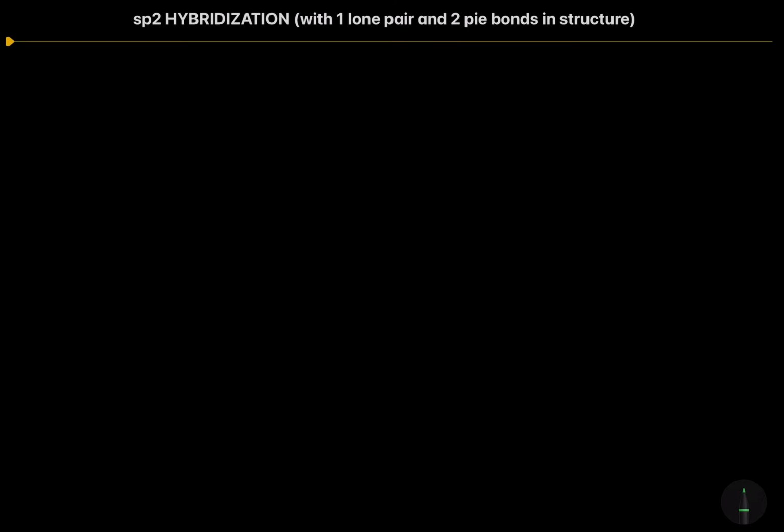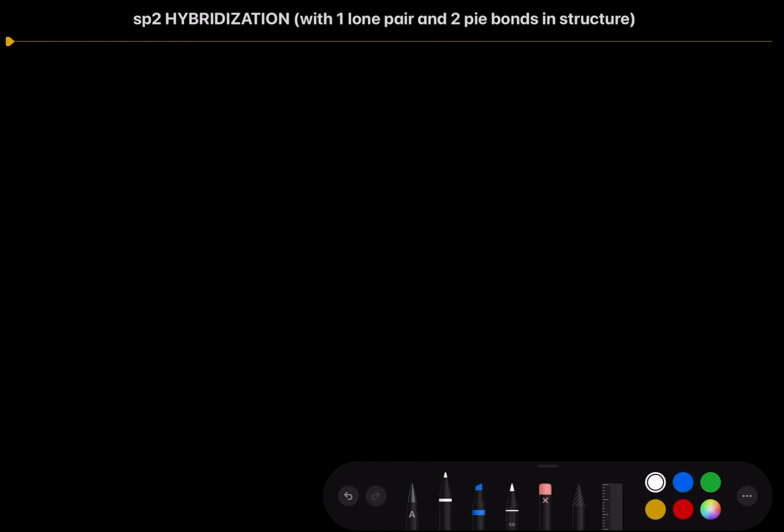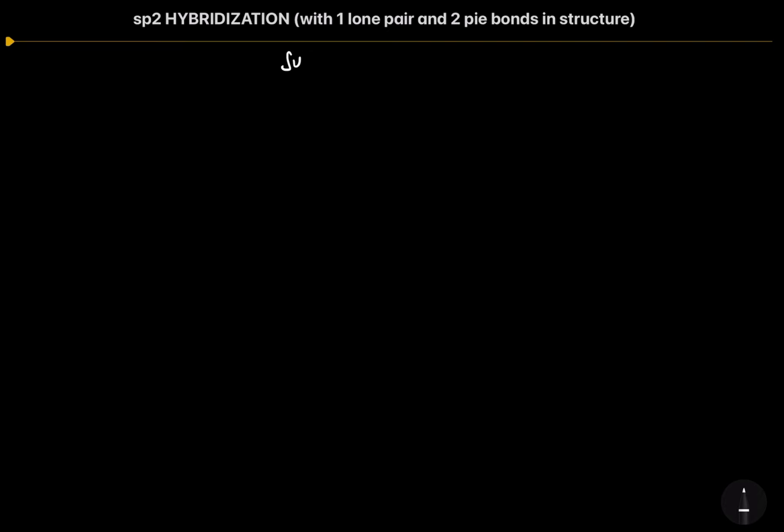My dear students, today's topic for the lecture is the sp2 hybridization, that is, with one lone pair and two pi bonds in the structure. In the previous lecture, we also did sp2 hybridization, but with an example of boron trichloride. Today we are going to take sp2 hybridization again, with an example of sulfur dioxide, which has one lone pair and two pi bonds in the structure. So today's example is sulfur dioxide.